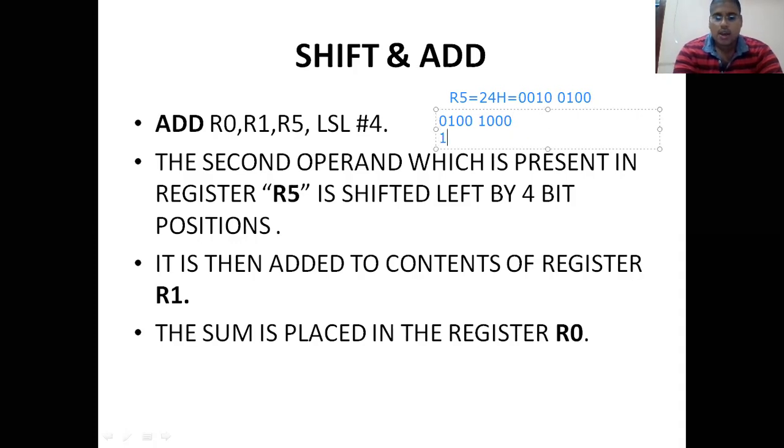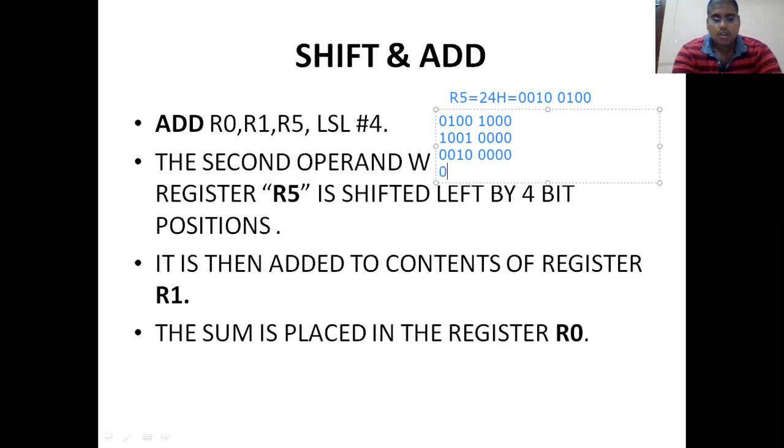Second shift, 1 0 0 1 followed by 4 zeros. Third shift, this one is going to vanish, 0 0 1 0 0 0 0 0. Next one, 0 1 0 0 0 0 0 0. Next one, 1 0 0 0 0 0 0 0. That means after performing 4 shifts, this is the first one, this is second, this is third, this is fourth. So that is not required.